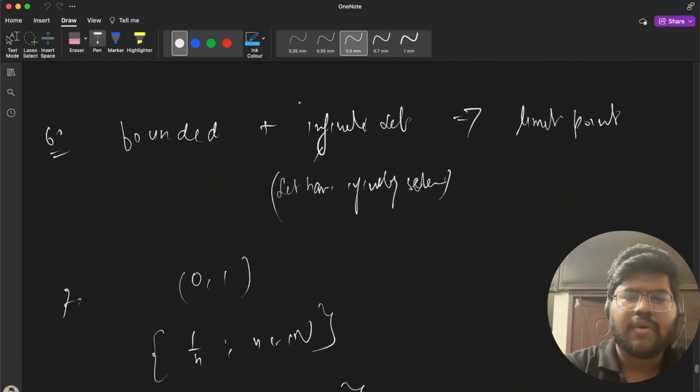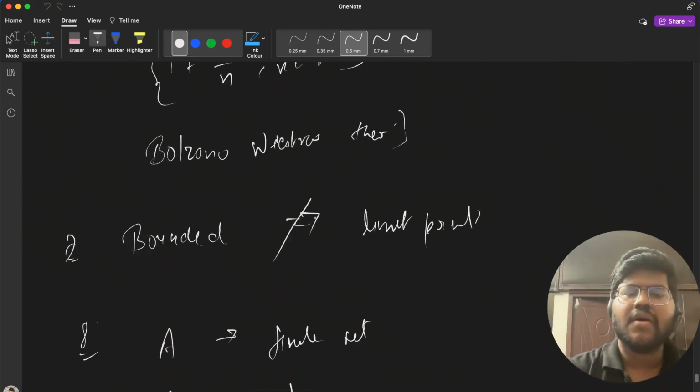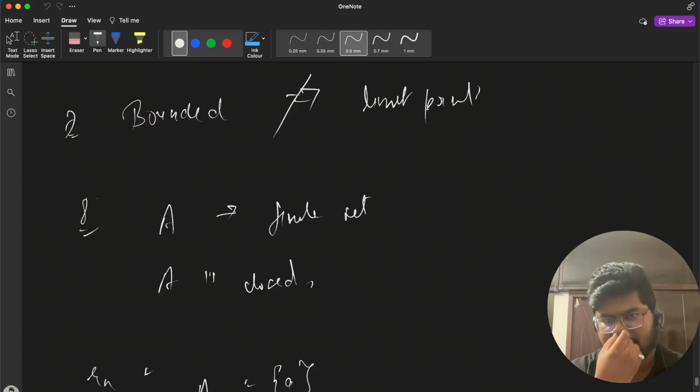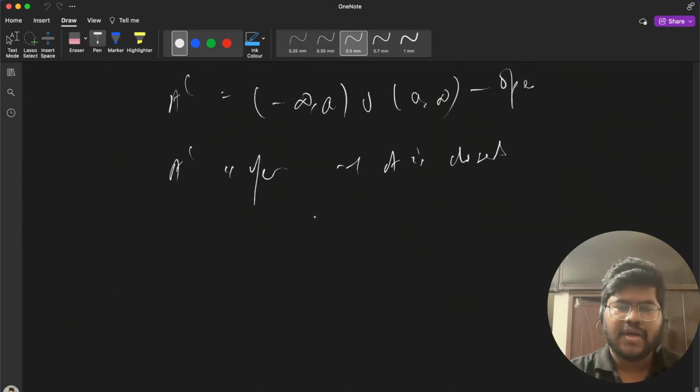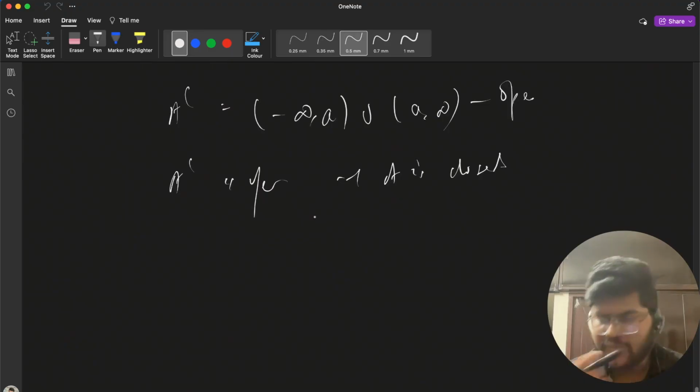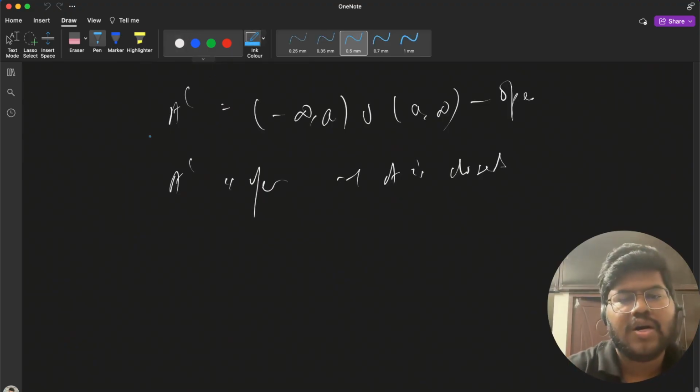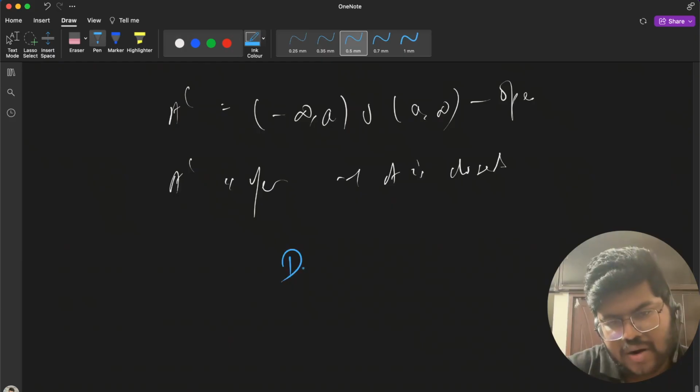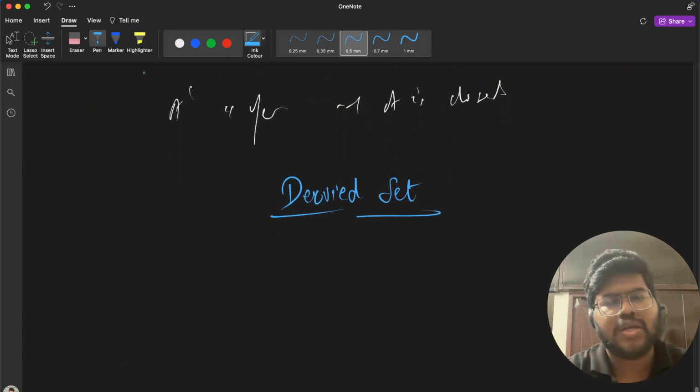Then we have seen that a bounded plus infinite set implies that the set has a limit point, and we have seen some examples. But if the set is bounded alone, it doesn't guarantee that the set has a limit point, right? Now in this lecture we are going to see a topic called derived set. So let us start with the definition. Derived set.